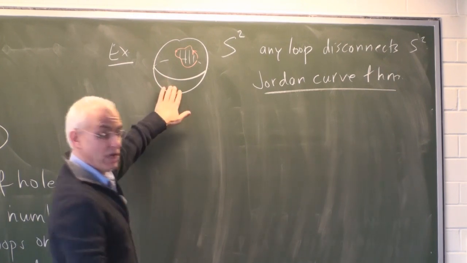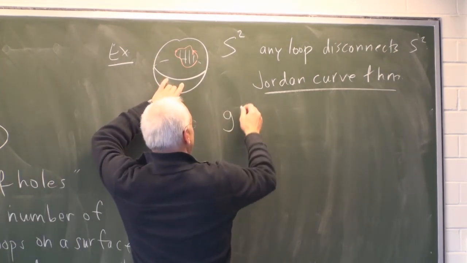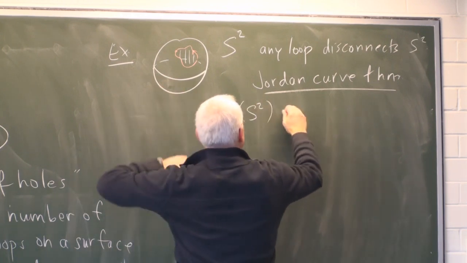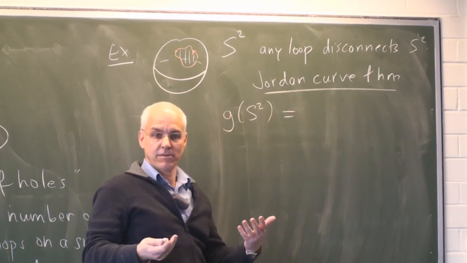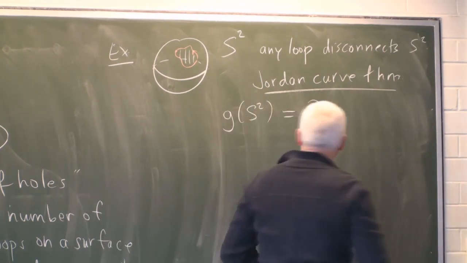Oh, but by the way, so what is the genus of the sphere? So G is usually the word for genus, or the symbol. So genus of the sphere, you can't draw any loops. So the maximum number is 0. Okay.